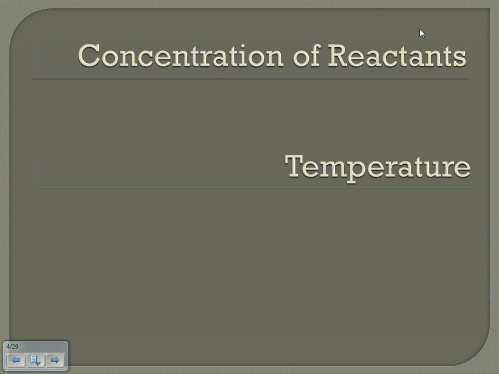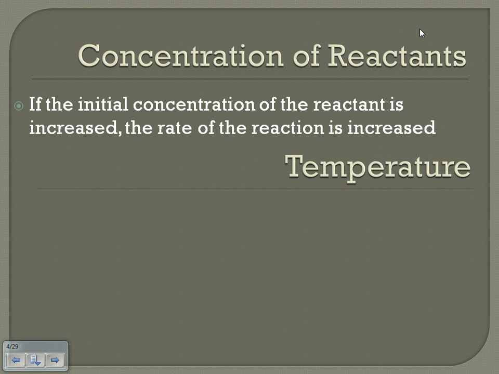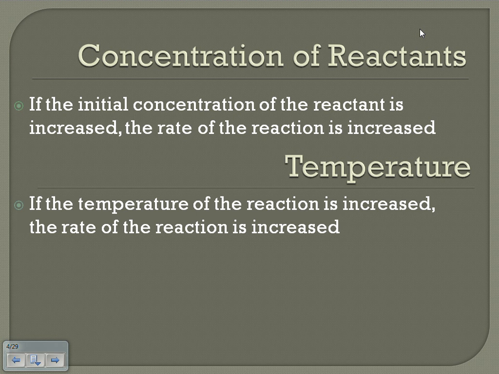The second one is concentration of reactants. Hopefully this is pretty self-explanatory. If you have a high initial concentration of the reactant, you have a higher rate of reaction. If you have a lower concentration of reactants, if you have less reactant, then the overall rate of reaction will be smaller. And then temperature, hopefully you guys also realize if you increase the temperature of a reaction, the rate of the reaction is also increased. So this shouldn't be too new for you guys.